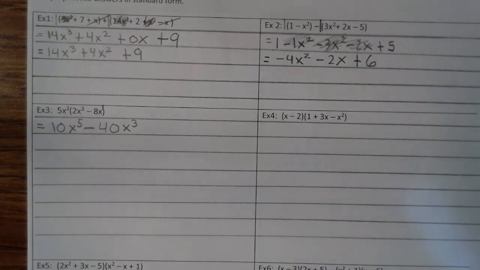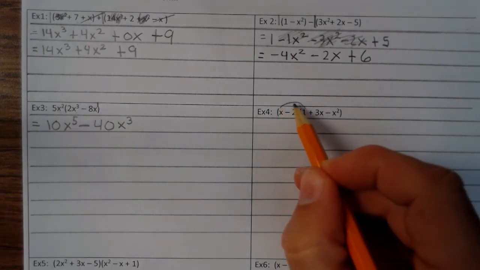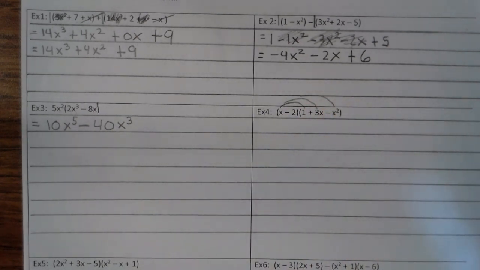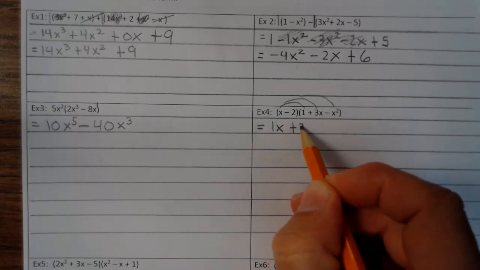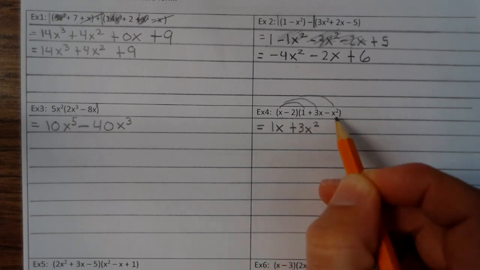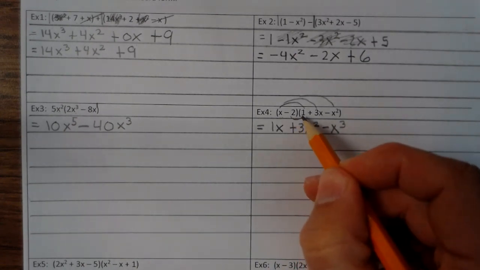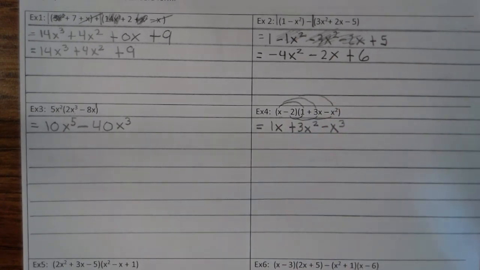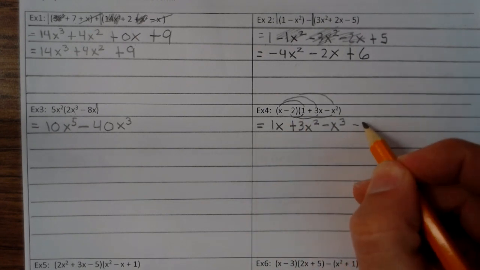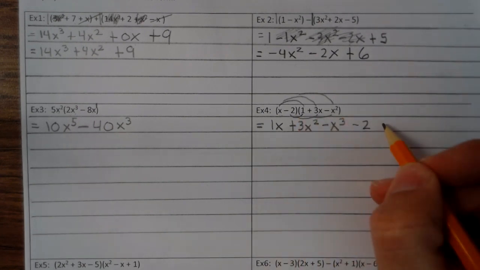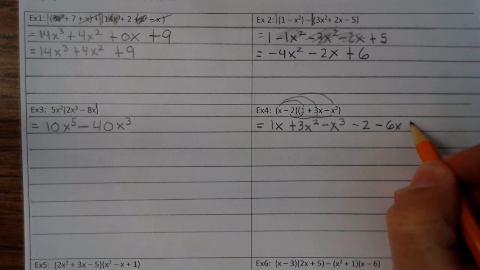Okay, example 4. So here we're going to FOIL, so we need to multiply x times 1, then 3x, and then x squared. So x times 1 is 1x. X times 3 is plus 3x squared. And then x times negative x is minus x cubed. Now we need to distribute or multiply negative 2 times 1, 3x, and negative x squared. So negative 2 times 1 is negative 2. Negative 2 times 3 is minus 6x. And then negative 2 times negative x squared is a positive 2x squared.